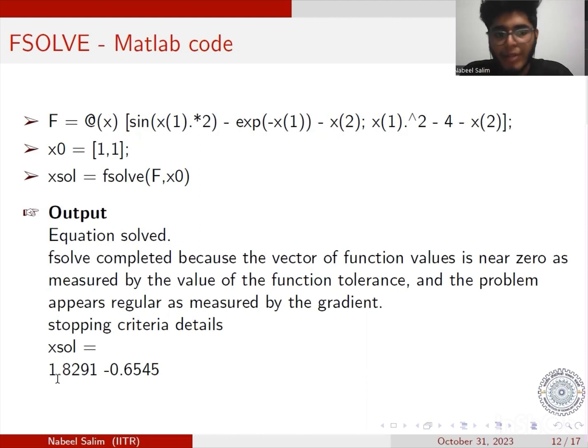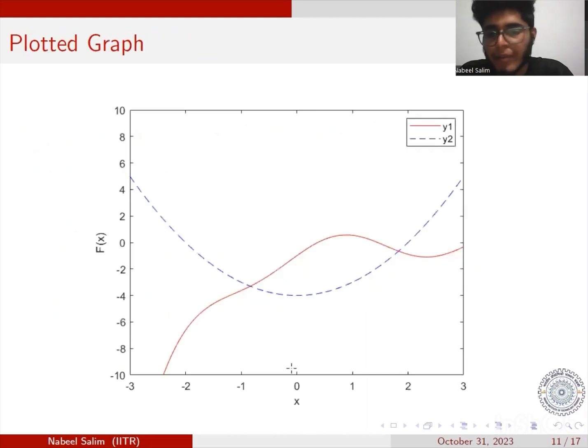So we need the x value, which is the root of the equation, which is 1.8291, which is very close to what we have seen in the graph, which we are expecting.